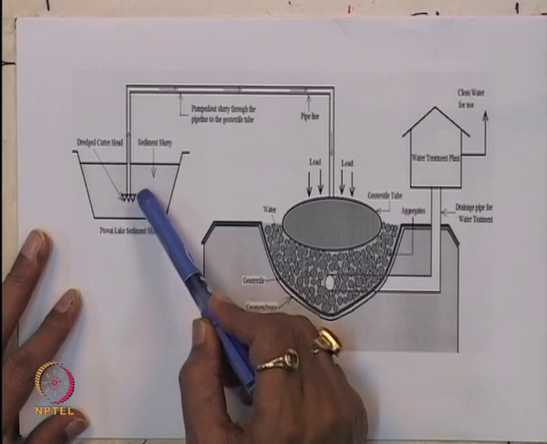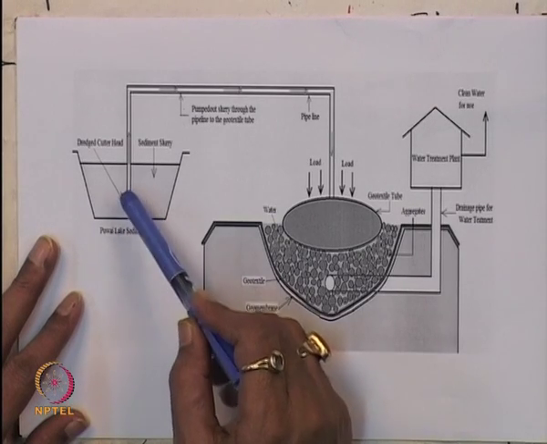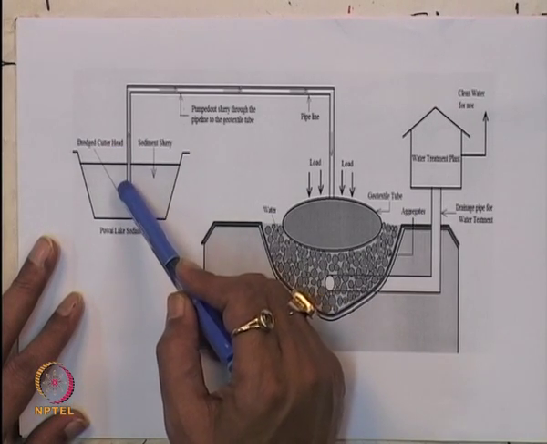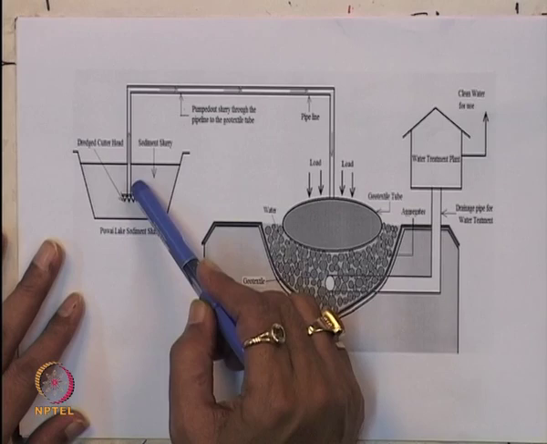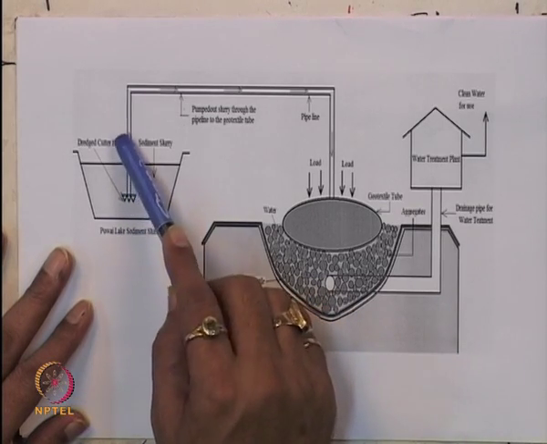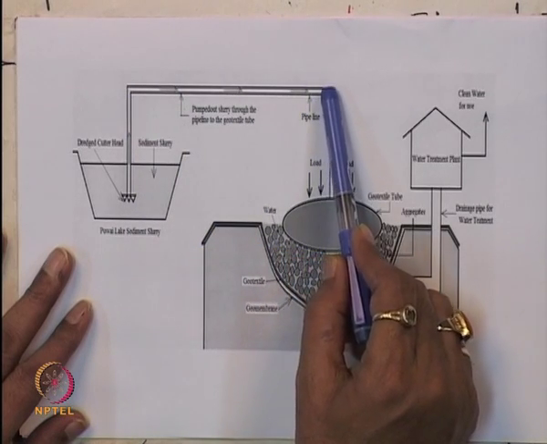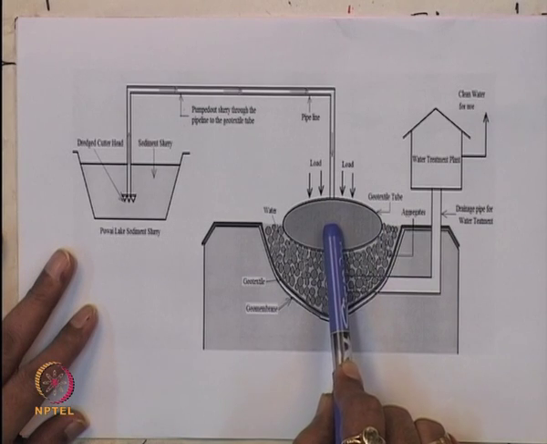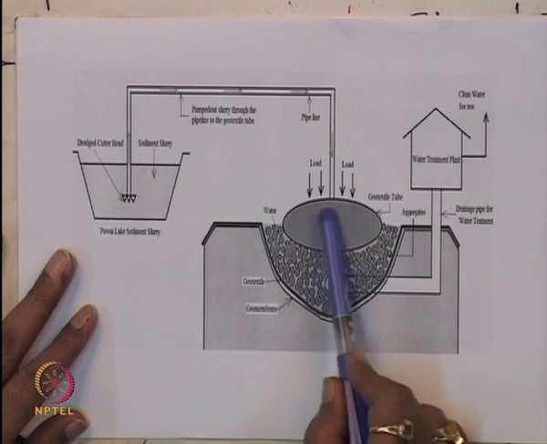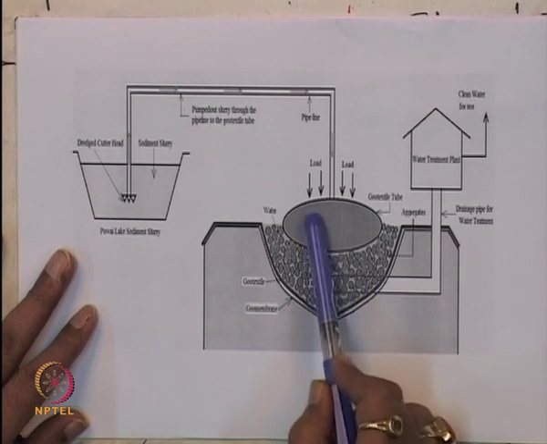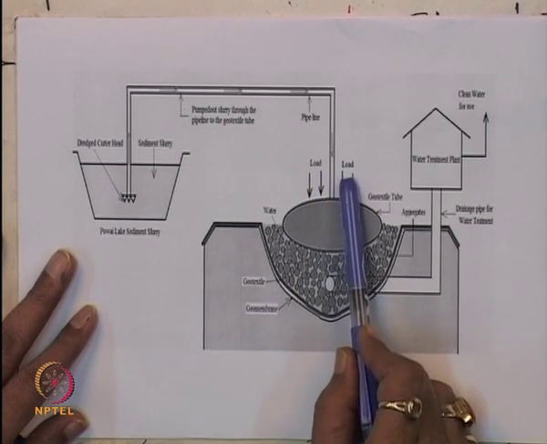Now, let us say this is Powai Lake, and this is the sedimentary slurry, which can be dredged by the cutter head. So there is machinery which can cut and dredge and then pump the slurry out through the pipeline to the geotextile tube. So this is the pipeline. Then all this sedimentary slurry can be directly inserted into the geotextile tube. Then you apply the load.